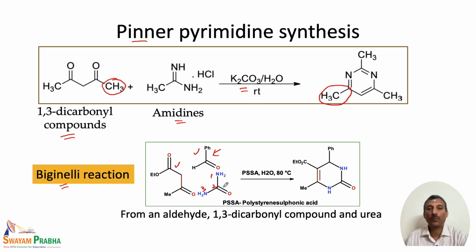So, we start from the urea unit, and 1 carbon comes from the aldehyde and 2 carbons come from the beta keto ester. That is how we can say how the 6 atoms present in the pyrimidine moiety are assembled. And reaction with polystyrene sulfonic acid at 80 degrees centigrade leads to the pyrimidine derivative as shown here.